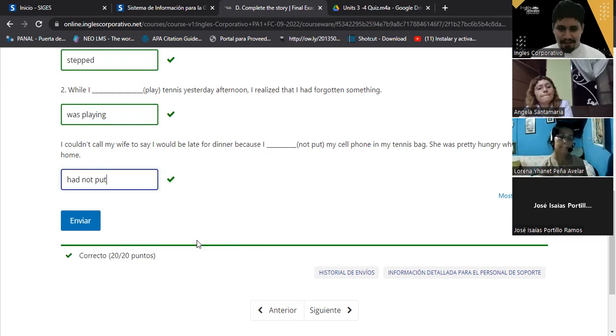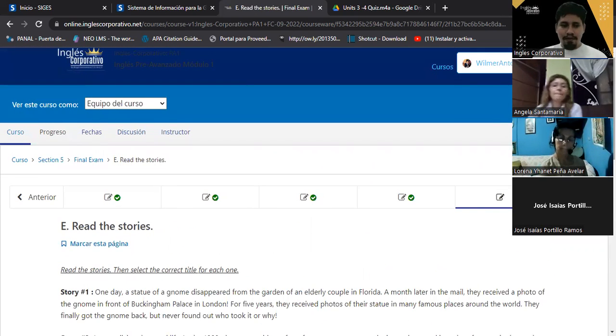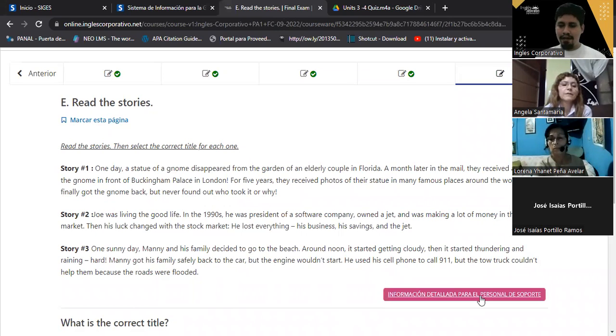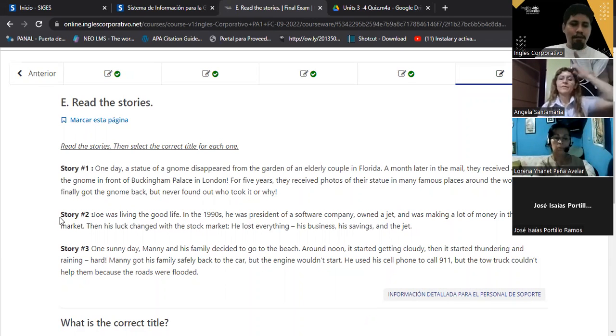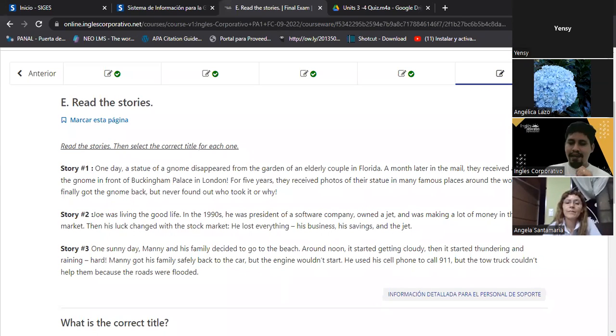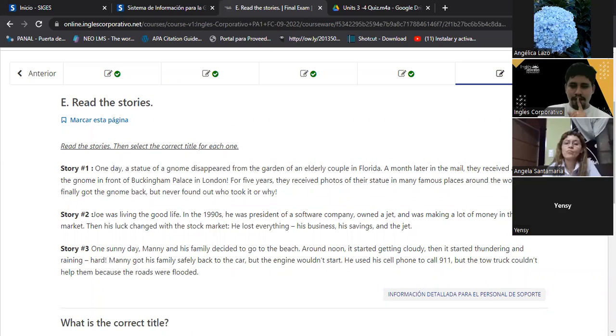Okay. Let's move on to the next part. There we are going to read the stories for this exercise. I will need three volunteers. Just raise your hand if you are a volunteer. You can use the option in Zoom to raise your hand. I need one volunteer for story number one, a second volunteer for story number two, and a third for story number three. Okay, Jency, go ahead. Then Angelica, and I need someone else. Okay, number one.